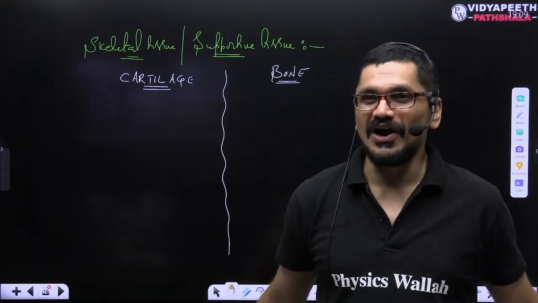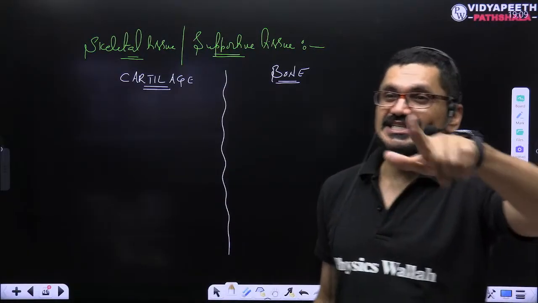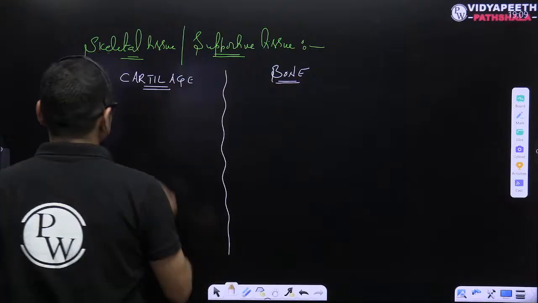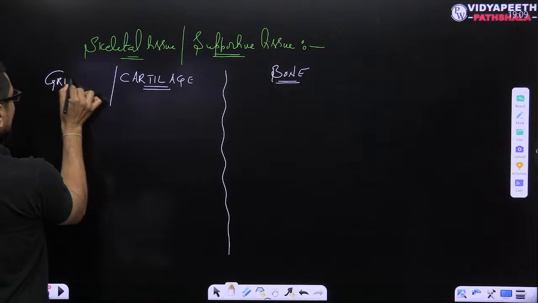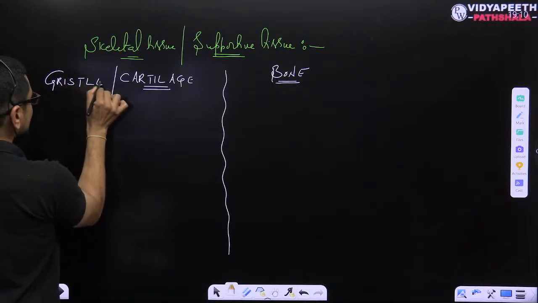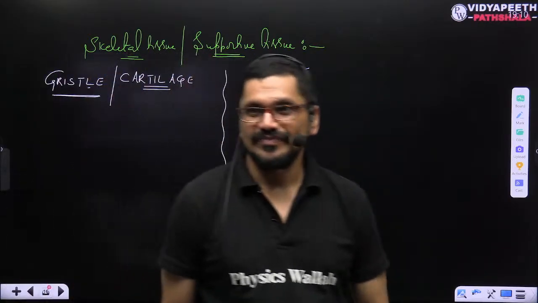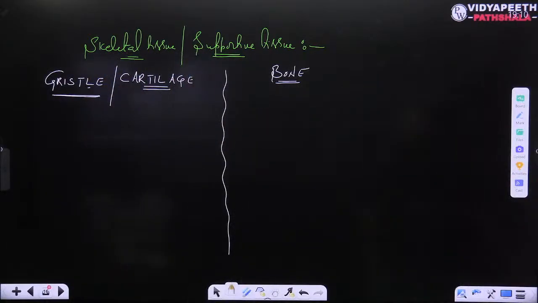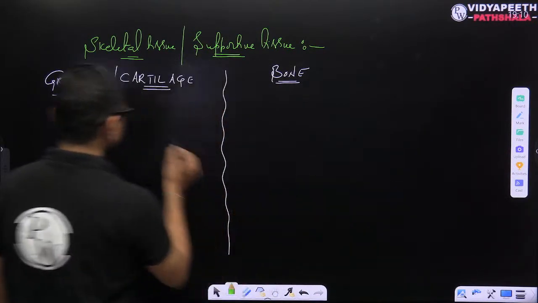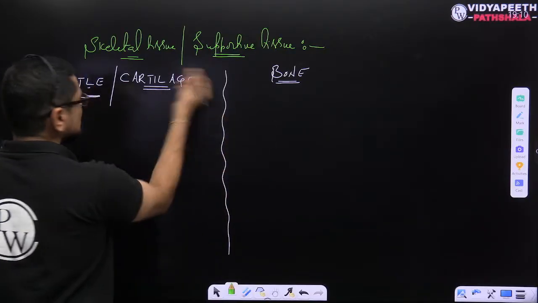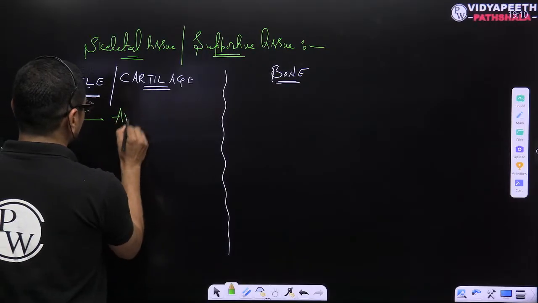Cartilage is also called, begins with G. G for girls. Cartilage is also called, I will write here, gristle. L is silent. Cartilage is also called gristle. And now we'll see what the differences are between cartilage and bone. Both are supportive tissues, both are skeletal tissues. And now cartilage is avascular.